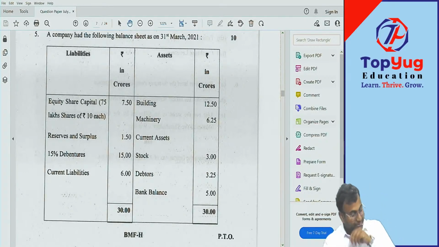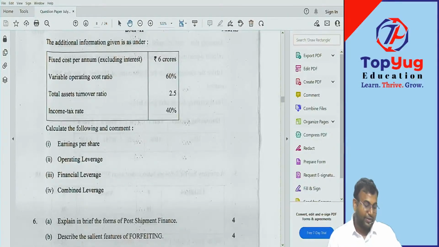15% debentures is 15 crores. Current liability 6. Only 2 pieces of information are relevant for us: one is the debentures' interest and one is the number of outstanding shares. Fixed cost per annum is 6 crores excluding interest, because interest we have to calculate as a percentage of 15 crores. What is 15%? Then variable operating cost, that means a percentage of sales, is 60%.